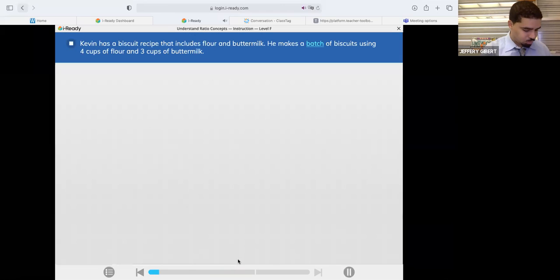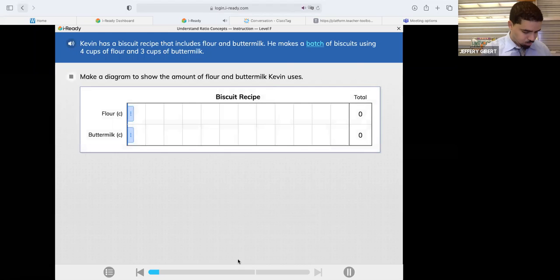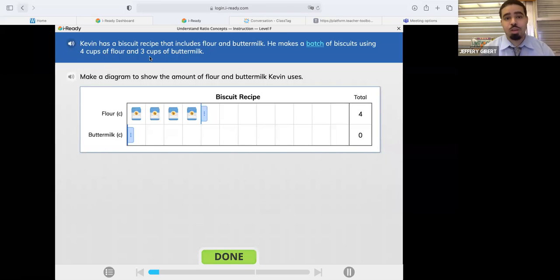Kevin has a biscuit recipe that includes flour and buttermilk. He makes a batch of biscuits using 4 cups of flour and 3 cups of buttermilk. Make a diagram to show the amount of flour and buttermilk Kevin uses. All right, so this one is pretty easy. It says 4 cups of flour. So 4 cups of flour, 3 cups of buttermilk.